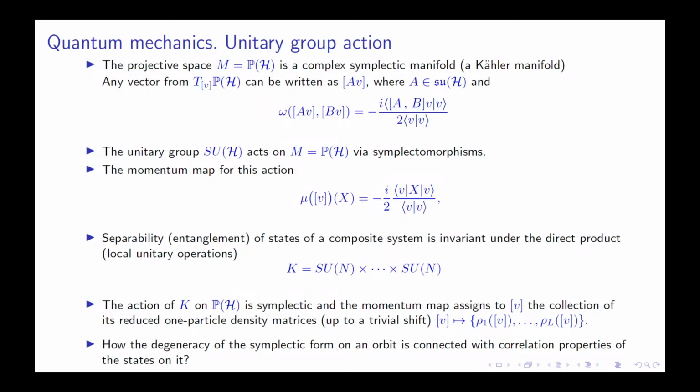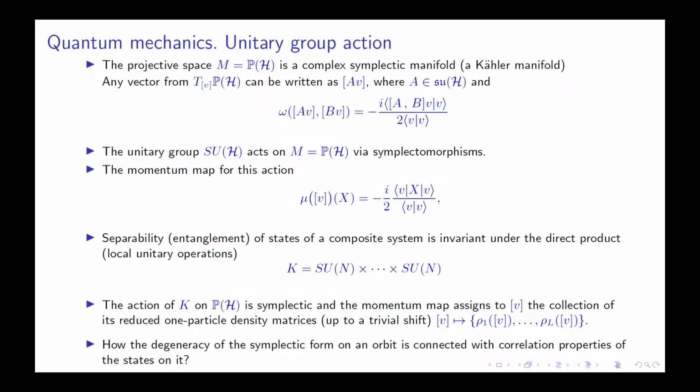It is easy to check that the special unitary group of our Hilbert space acts on this projective space by symplectomorphisms. So it does not change the form, which is very easy to see from this formula. Moreover, we can calculate the momentum map, and you see this is this one. Okay, and now let's attack our main problem.